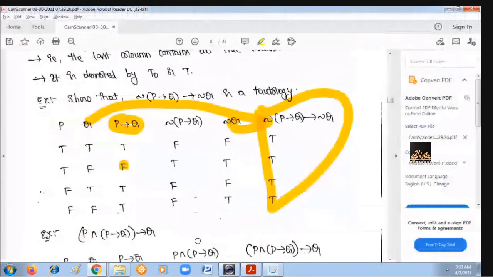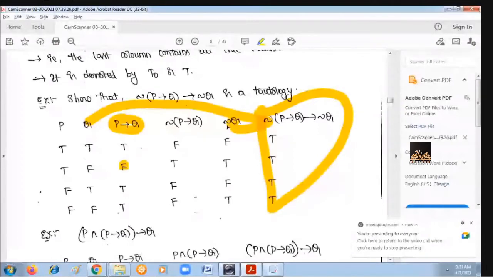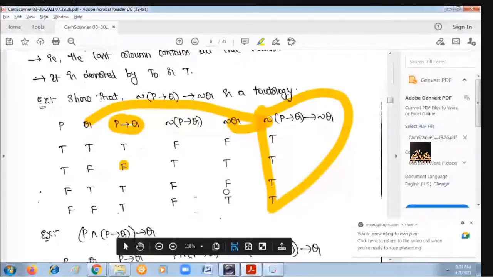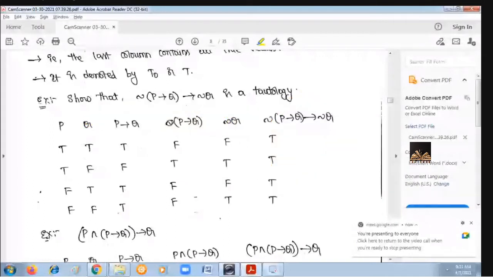So when you observe here, negation of P tends to Q we have calculated. Similarly, negation Q means what? F, T, F, T. Now, negation of P tends to Q, tends to negation Q.